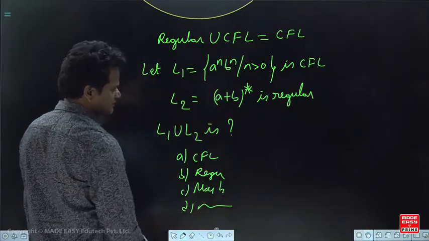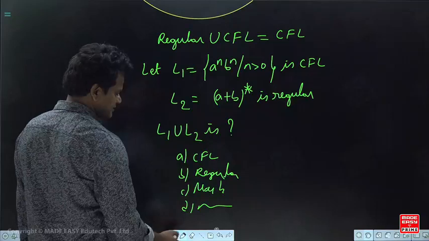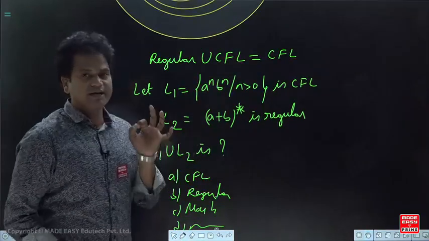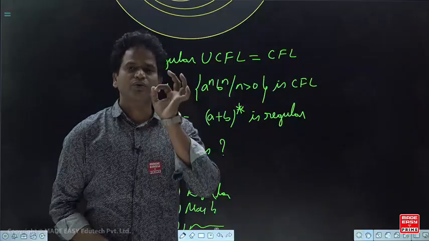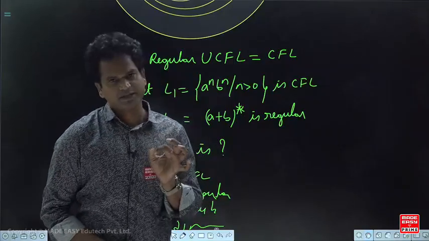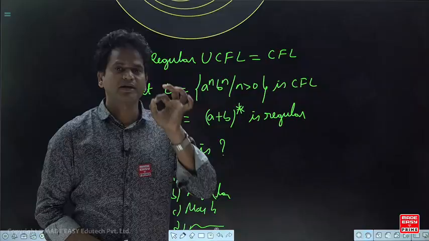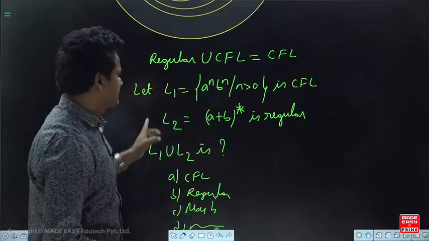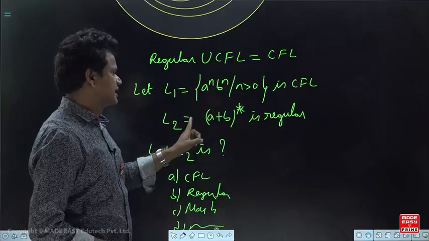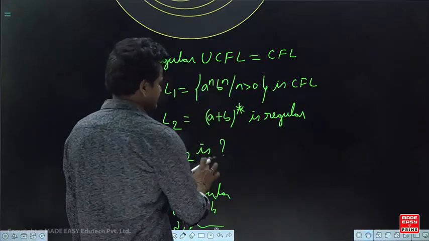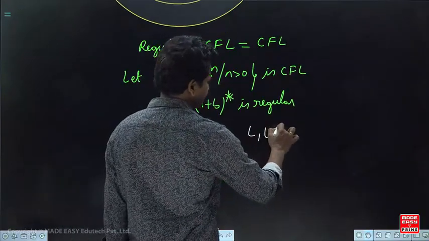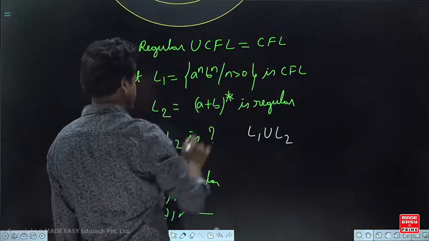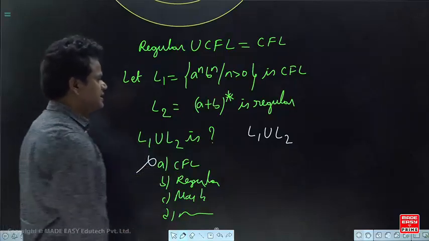If options are given like this, then listen guys, whenever languages are given, go for the actual operation. Remember this point. Go for the actual operation. So languages L1 and L2 are given. What is L1 union L2? CFL union regular is CFL. If you go for this, it is a wrong answer.